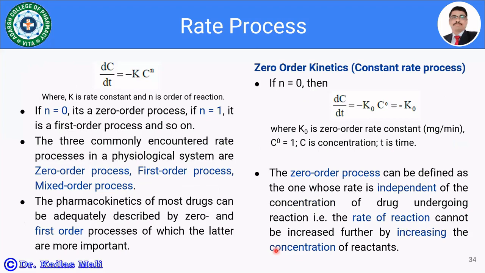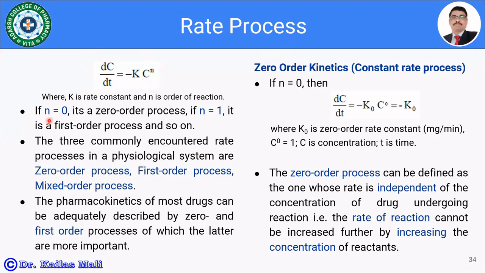And the equation is dC by dt is equal to minus kC raised to n, where k is the rate constant and n is the order of reaction, C is the concentration, t is the time, and dC by dt is the rate of change of concentration with respect to time. So this is the general equation which is used for the order of reaction.